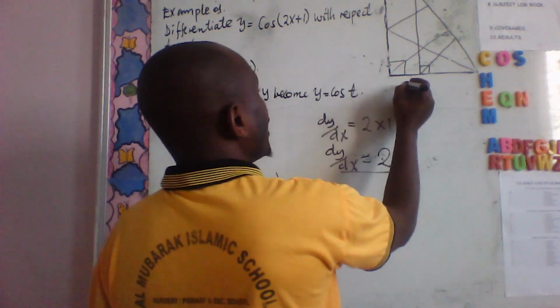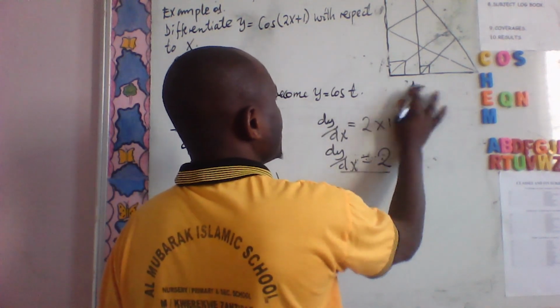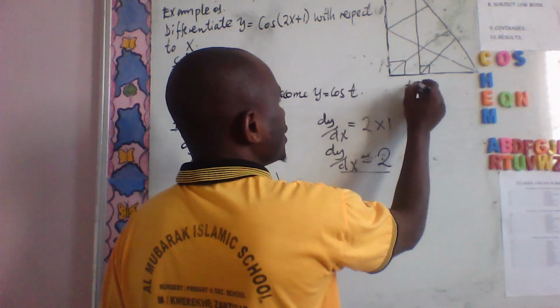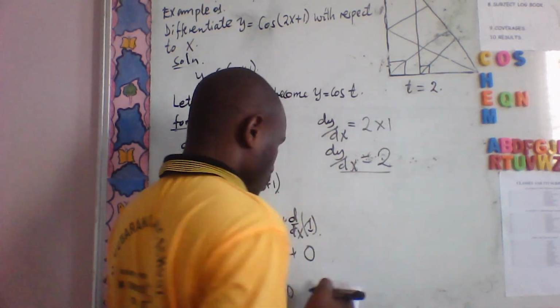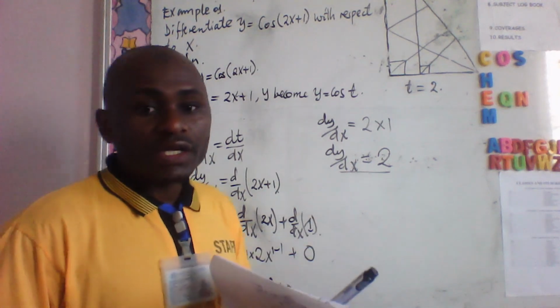So dt over dx is equal to 2. If dt over dx is equal to 2, let us find for dy over dt.